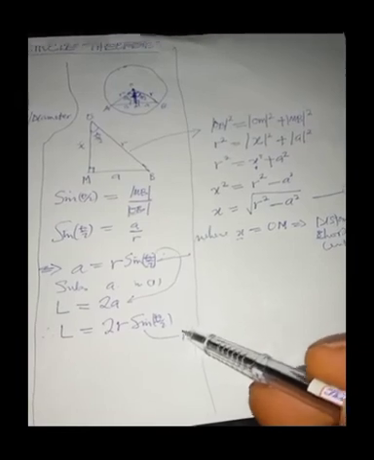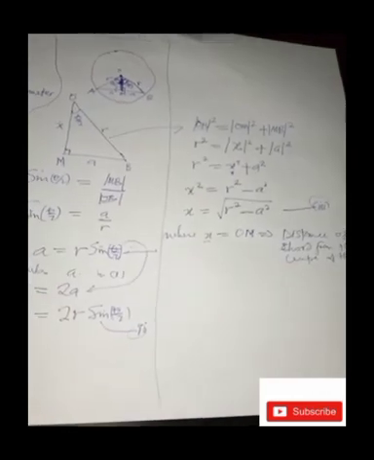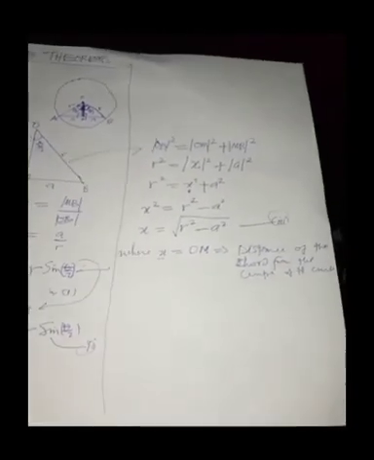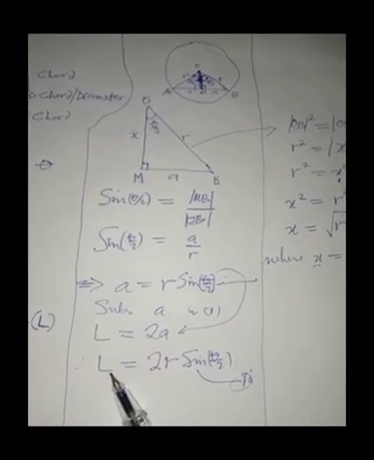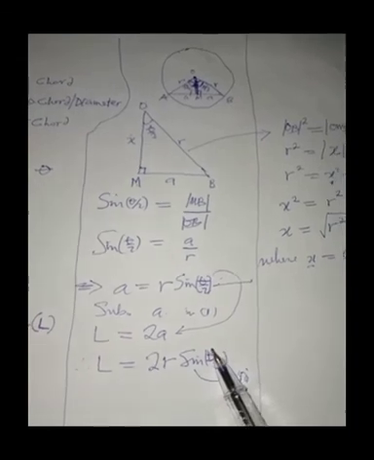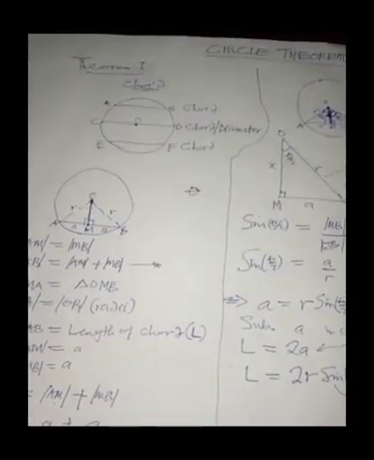And equation 3, we can apply it to calculate the distance of the chord from the center of the circle. We can use it to calculate the length of the chord. We can use it to calculate the radius of the circle. Now, if you look at equation 2, this one has to do with the radius. If you are given the length of the chord, we can calculate the radius when theta is given. So these are the 3 equations that we can apply from theorem 1. We can calculate the distance of the chord from the center of the circle.